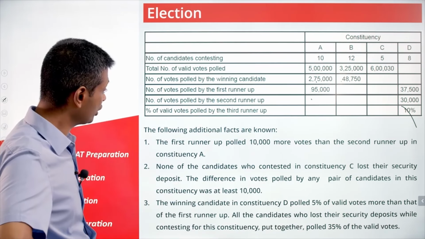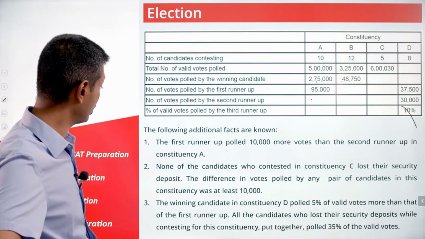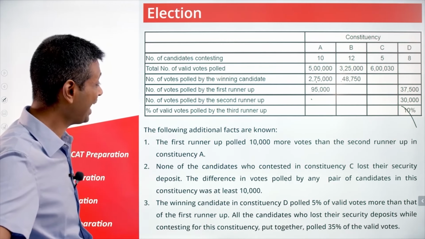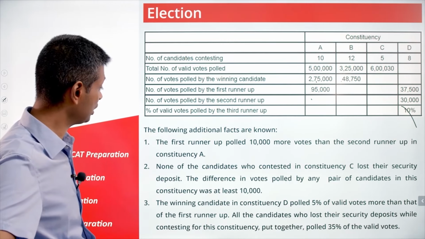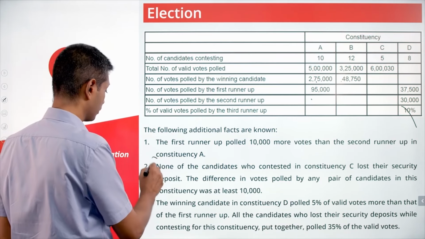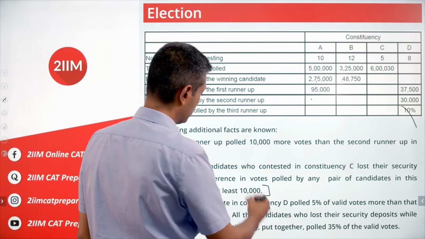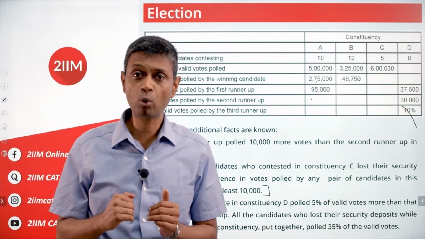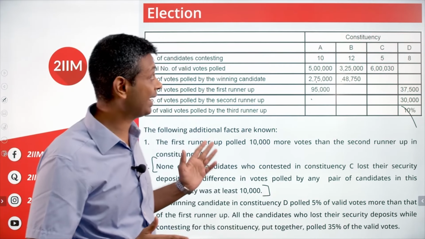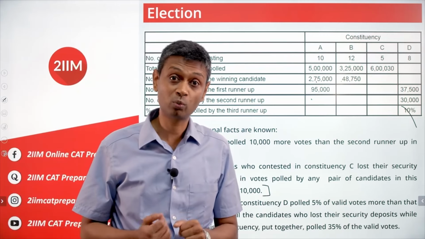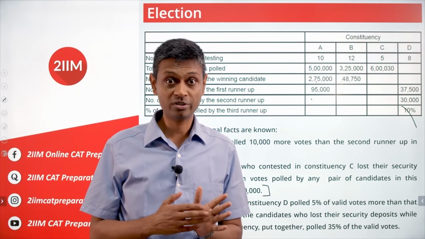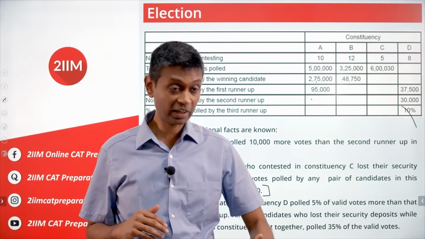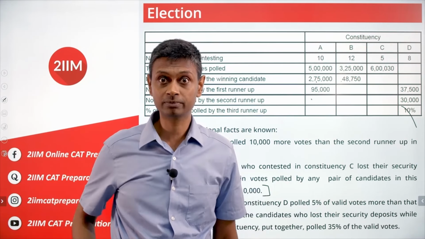None of the candidates who contested in constituency C lost their security deposit. The difference in votes polled by any pair of candidates in this constituency was at least 10,000. Oh, this is very interesting. Nobody lost their security deposit. That means everybody got more than 1/6. Only 5 candidates, each of them got more than 1/6, and 1/6 into 5 itself was 5/6. The margins must have been very tight. Even the 5th candidate has got more than 1/6.